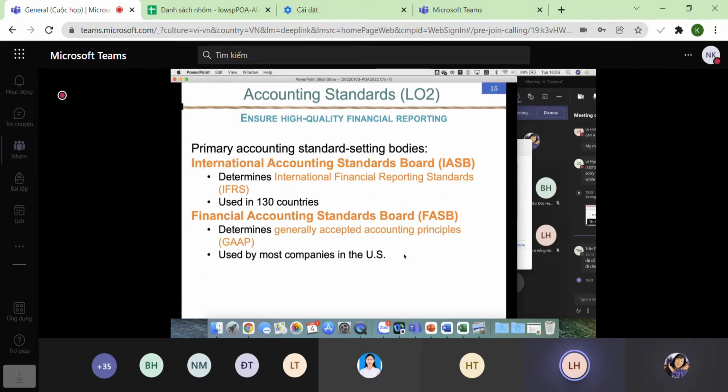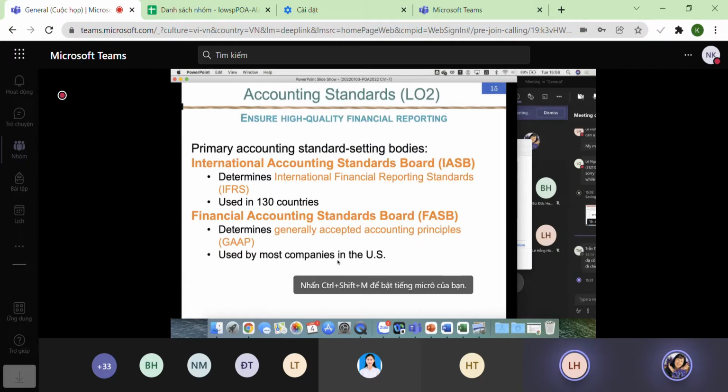Most companies in the USA use IFRS to prepare financial statements, true or false? False. They use GAAP, not IFRS. Okay? Get that? Okay.